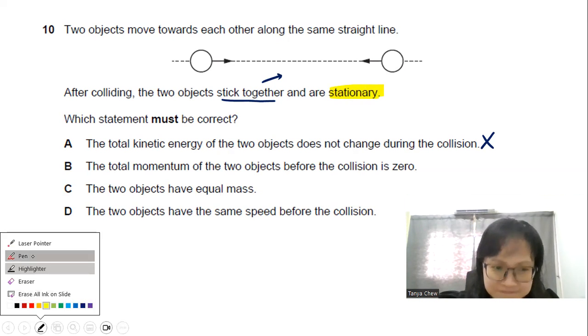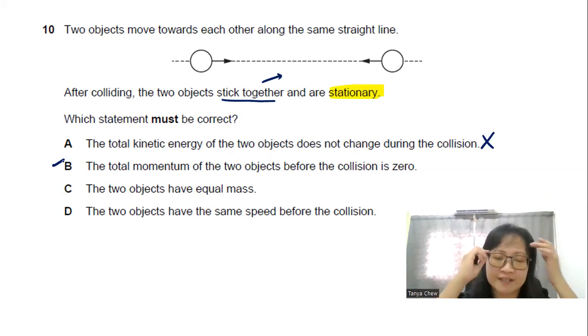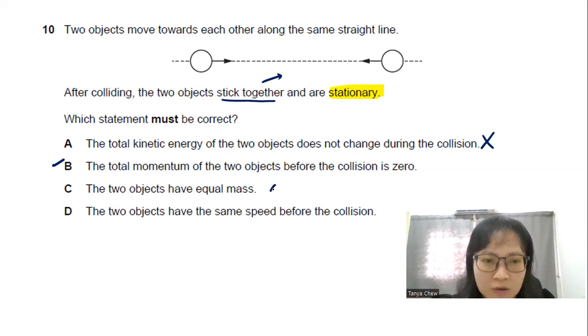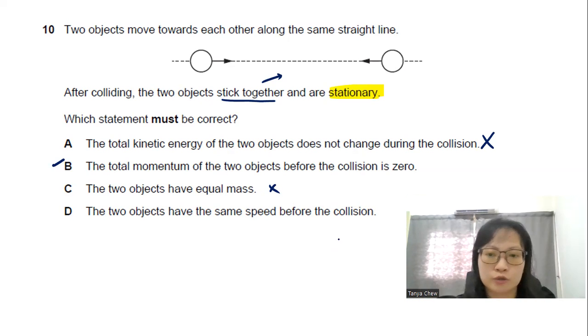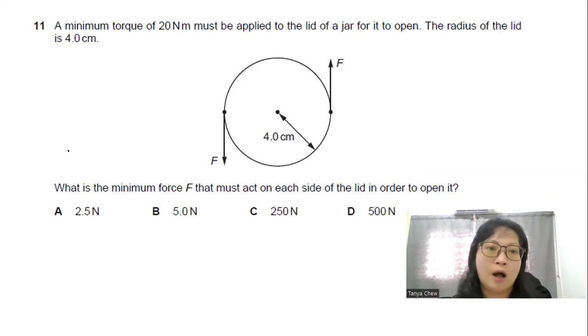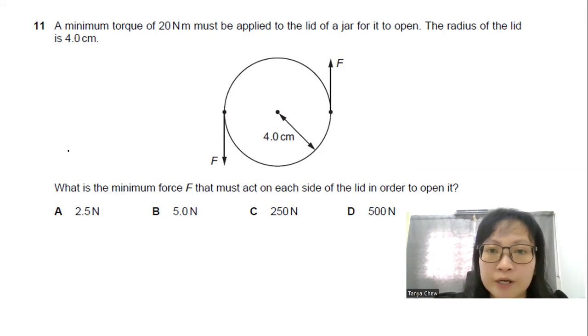So B is the answer, but I will prove that C and D are wrong. C, the two objects have equal mass. No, it doesn't mean that they have to have equal masses. This is wrong. D, the two objects have the same speed before the collision. No, it is not always true. So this is not true. B is the answer.